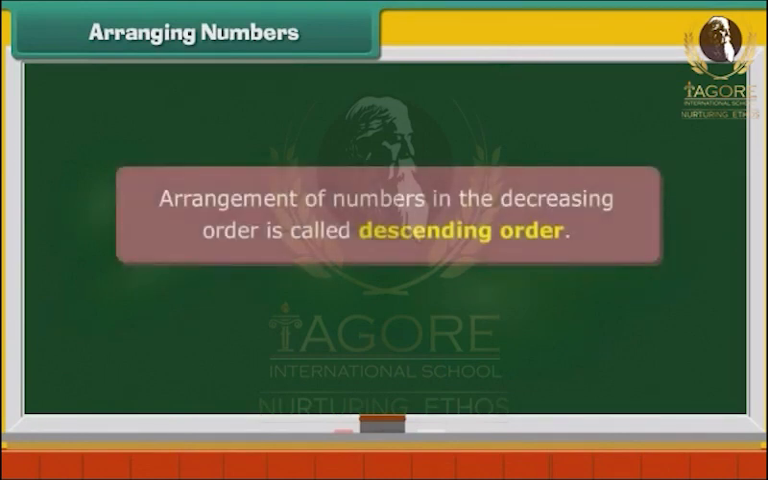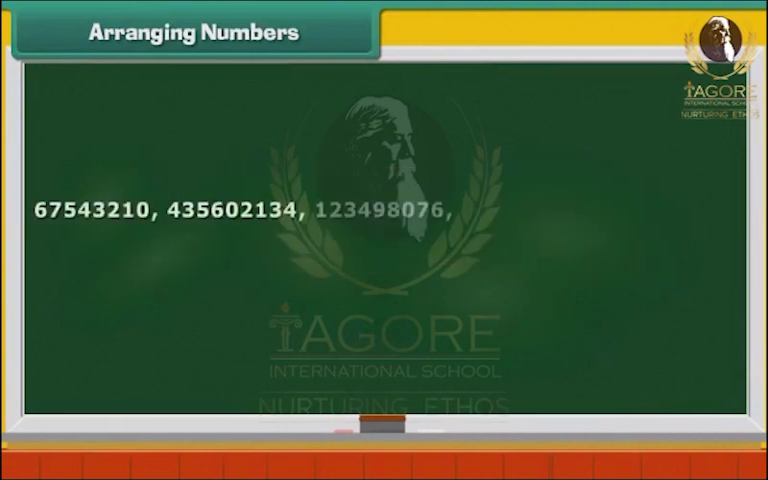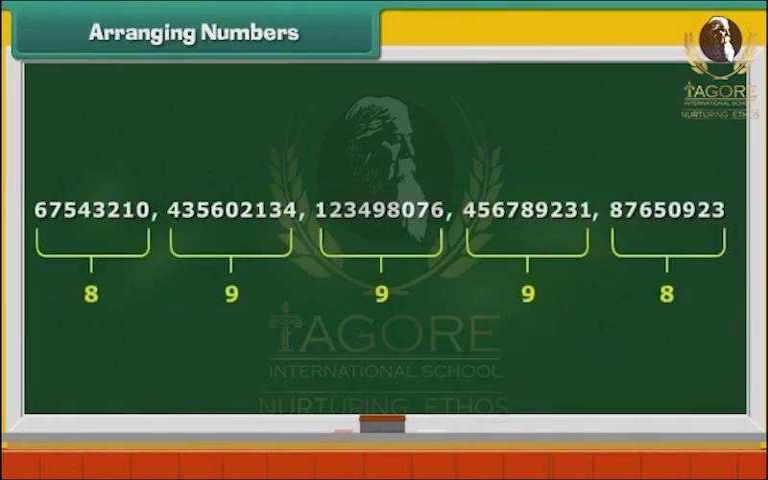Let us now arrange numbers in descending order. Arrangement of numbers in the decreasing order is called descending order. Take a look at these numbers. Count the digits in each number. 435602134, 123498076 and 456789231 have 9 digits.